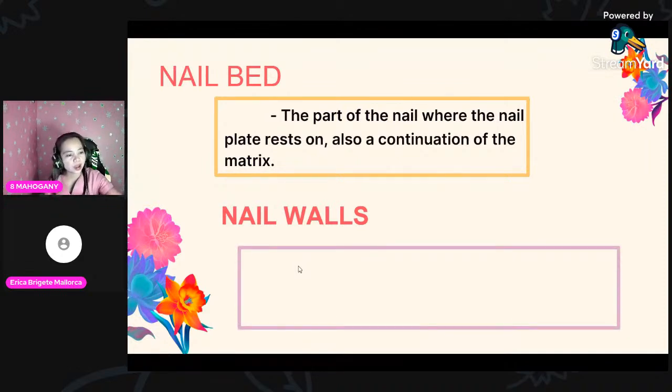Very good. Your answers are correct. So lahat po na nag-send ng correct answer, you have your 5 points.